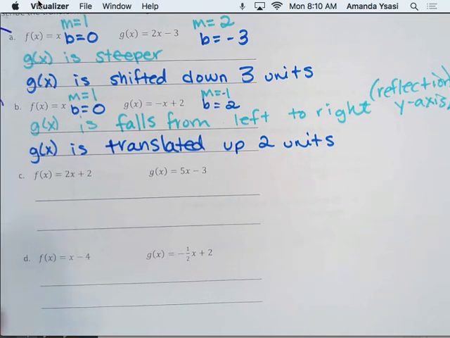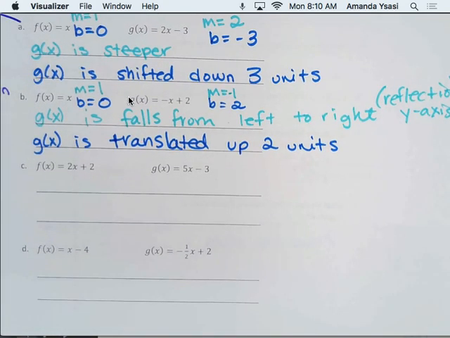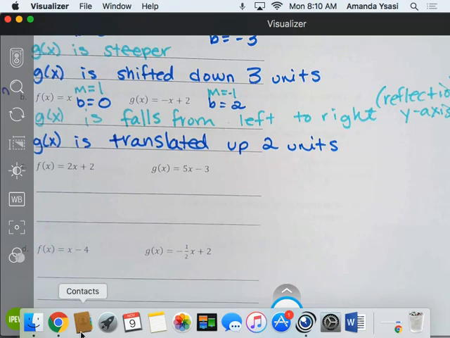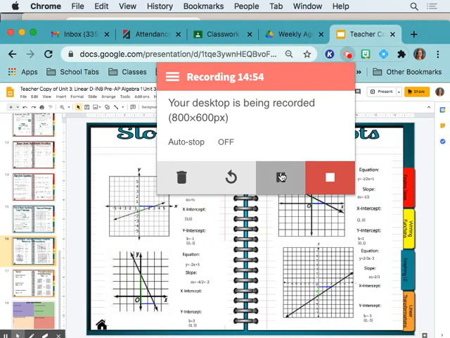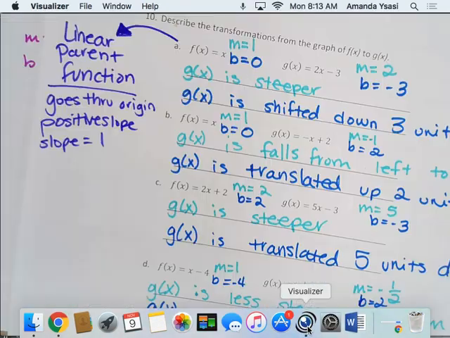Okay, now do C and D. So pause the video, and I want you to do C and D. So you should be finished with it now. So let's see how you did.